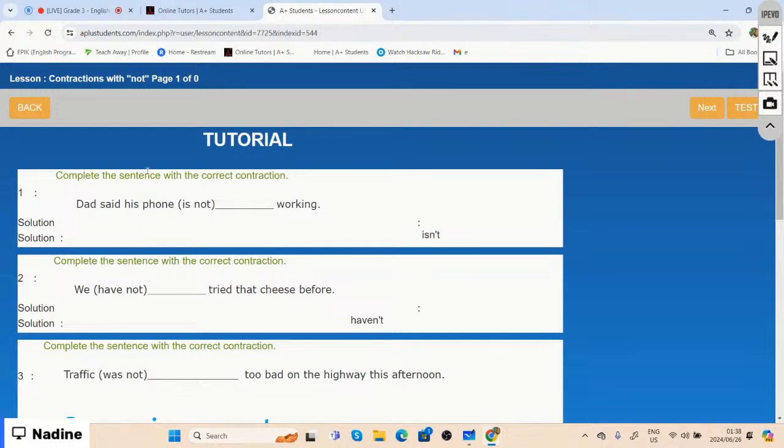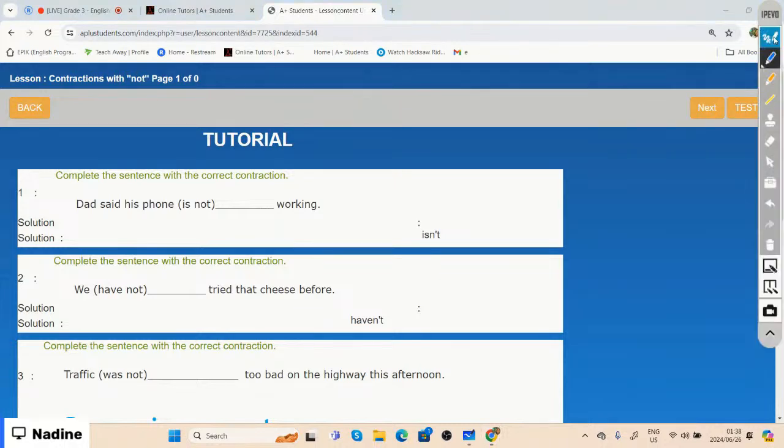So Dad said his phone is not working. We need to look at the contraction or find the contraction. Remember, we put the apostrophe when we remove the O in not. All right, so we can then say isn't, right? So it's I S N. We remove the O, put the apostrophe there, isn't, right?